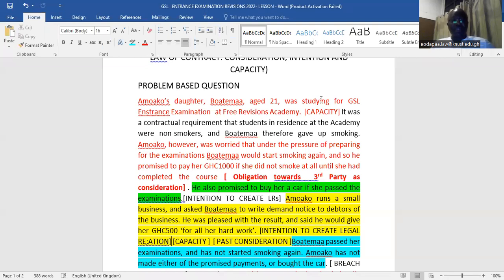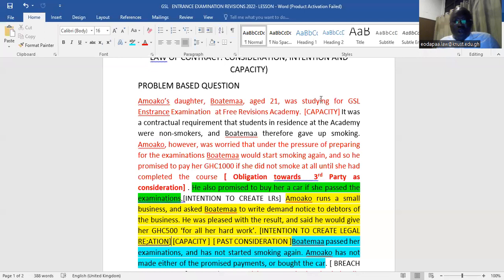And if she is not a minor or an infant, then we don't need to worry ourselves about whether Boatemaa actually had capacity to enter into any of the contracts in question. So you notice that in a matter of a stroke, you have dismissed all the capacity aspects of the various matters that you've considered. So we finish with that. Then we take another issue. Maybe now we can take the consideration aspect before we come to the issue relating to the intention.